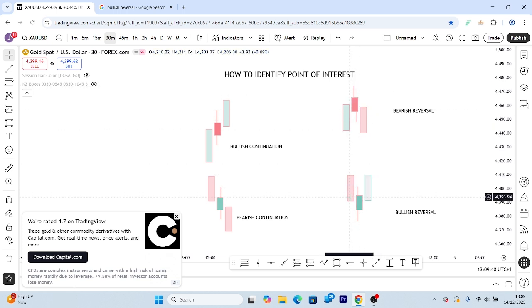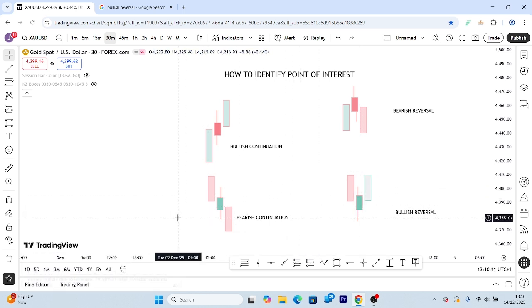Then the next one is the bullish reversal. So when we find this indecision in the market, we'll ask ourselves, the candle before this indecision, is it actually a long candle? If the answer is yes, then we'll look for the next one. If the candle after it is actually long also, then we'll have identified our point of interest.